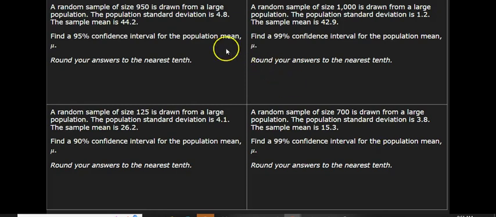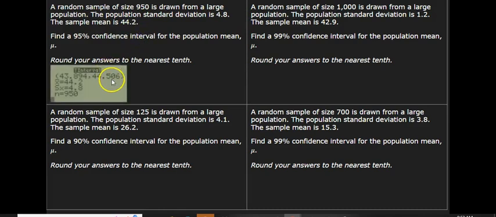All right, so a random sample of 950 is drawn from a larger population. The standard deviation is 4.8, the mean is 44.2. So we do stat test 8, type in all that information.